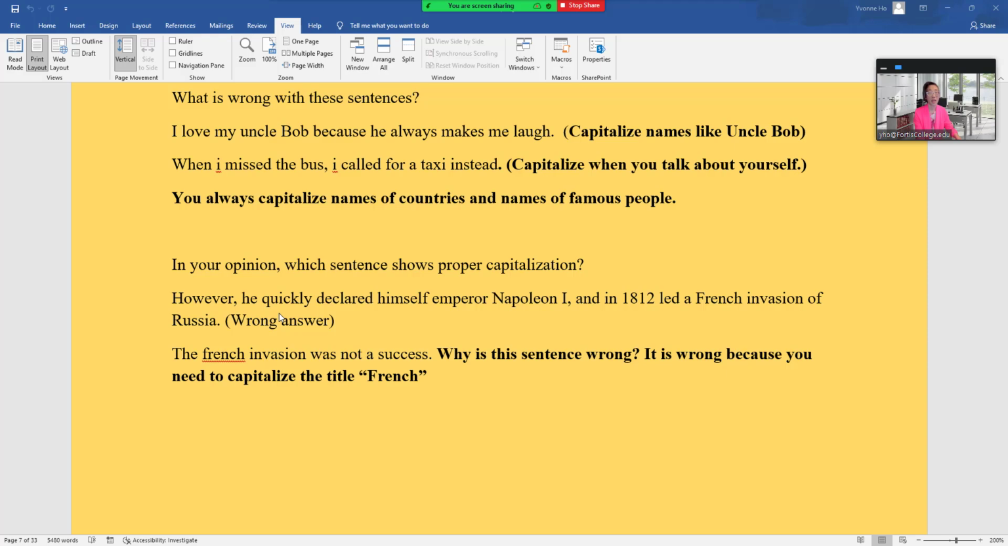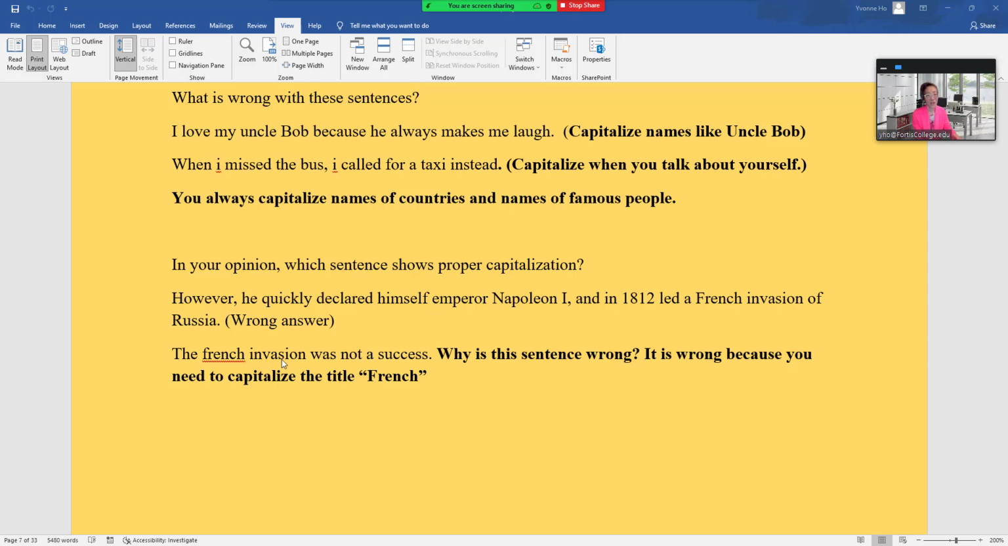Now this is incorrect. And what's incorrect about it? Emperor needs to be capitalized. So whenever you have someone's title, like president, king, emperor, uncle, aunt, professor, Professor Yvonne, Professor Ho, Professor Smith, Emperor Napoleon I, Aunt Catherine, Empress Catherine, Queen Elizabeth, all of those titles need to be capitalized. Or Prime Minister Boris Johnson, all those titles need to be capitalized.